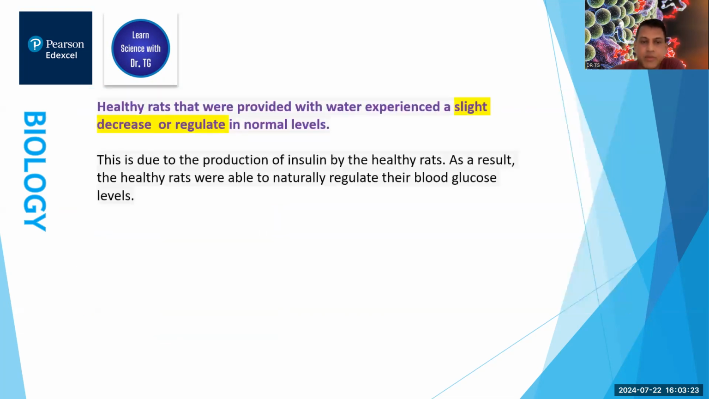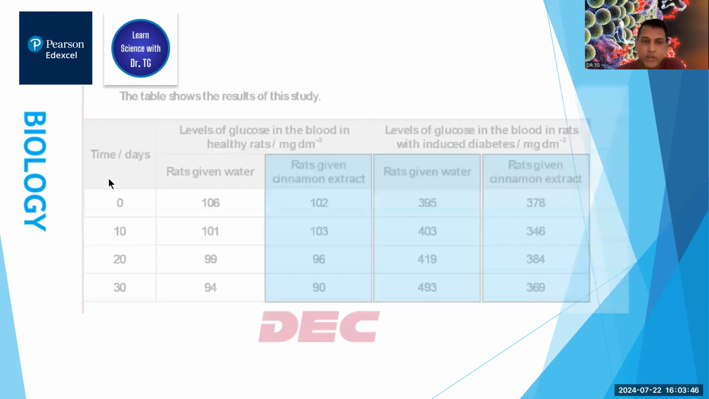Healthy rats that were provided with water experienced a slight decrease, regulating the normal level. This is due to the production of insulin by the healthy rats. As a result, the healthy rats were able to naturally regulate their blood glucose level. So I try to use this as a description, and that is the explanation. So that group is finished, and we are going to the next group.